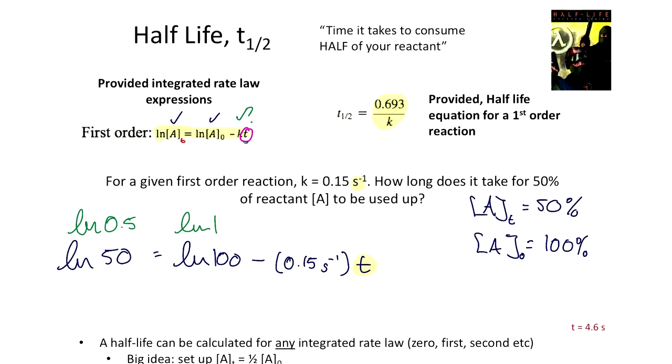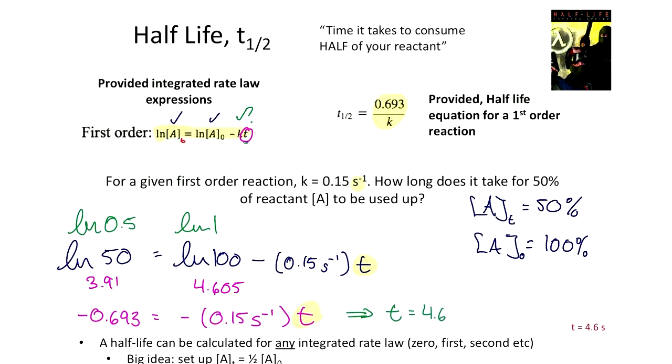All right, so if we do those natural log arithmetic, natural log of 50 is 3.91. Natural log of 100 is 4.605. And then if we do some subtraction here and put all the natural logs on one side, we get negative 0.693 equals negative 0.15 second inverse times time. And now we simply just divide by negative 0.15 to get that time unit out. So time equals, it's in the corner, 4.6.